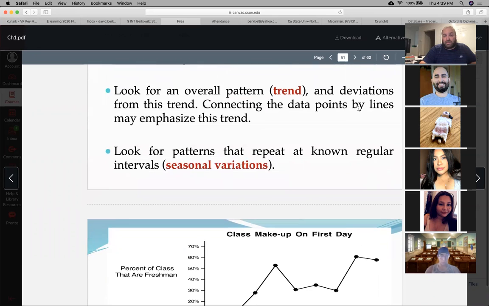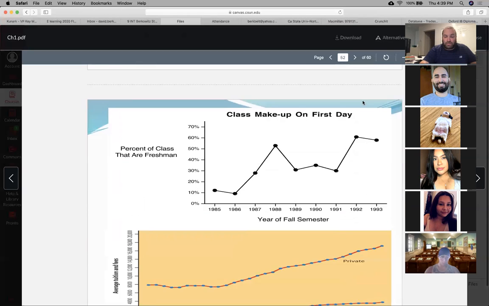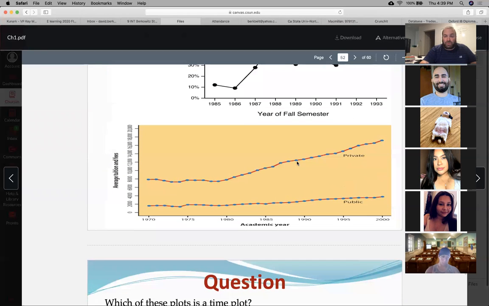And we usually connect them by data lines, not by curves. So you don't try to fit the curve to it, but rather it's straight lines that connect them from point to point. You can compare it easily here. Private seems to increase more rapidly than public, which is fairly constant over time.